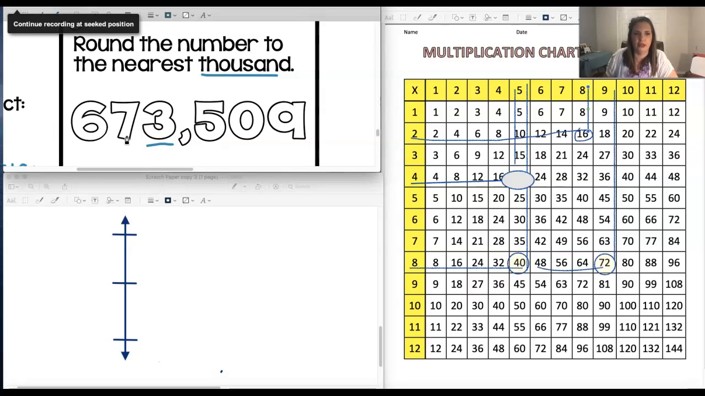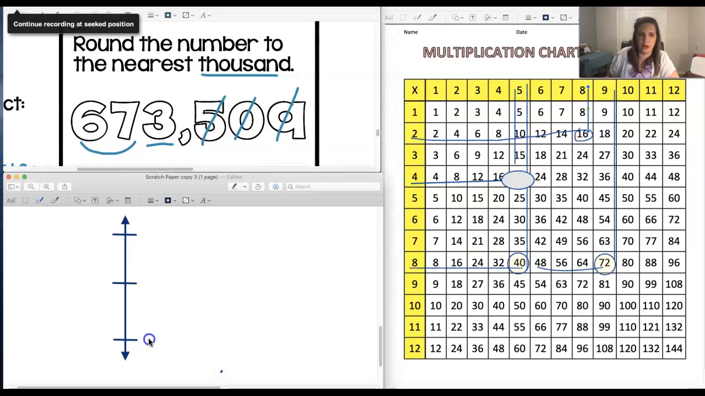To put it on my number line, I'm going to start with this 3 in the thousands place. The numbers in the front are not going to change, but these will all become zeros. So this will be my bottom number that I start with. Remember, the numbers in the front of the place value that I'm rounding to, the thousands, these numbers will never change. So it's going to be 673,000. Now, the top number will be 1,000 more than this digit. So if I had 673,000, 1,000 more than that will be 674,000.